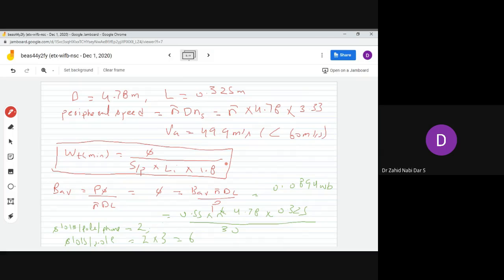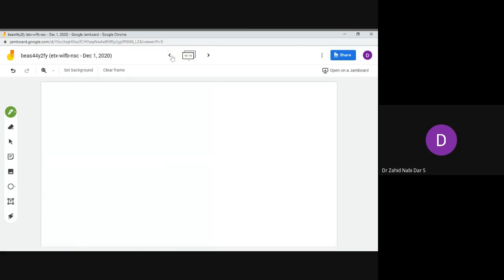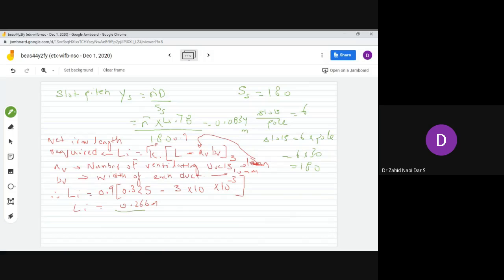Now after recalculating this value, here we had calculated this equal to 0.894 Weber. So this was due to the length. Therein we substituted the original length, but when we go back to this problem, slots per pole was 6, but now the length has changed. If we revisit here, earlier it was that length 0.325. Now this length has changed and it has become 0.26 meter.